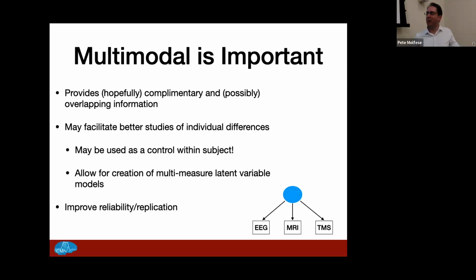And multimodal data really does allow us to create latent variable models, in an oversimplified way, to put EEG, MRI, and TMS together, which is kind of our current goal, and so on and so forth.